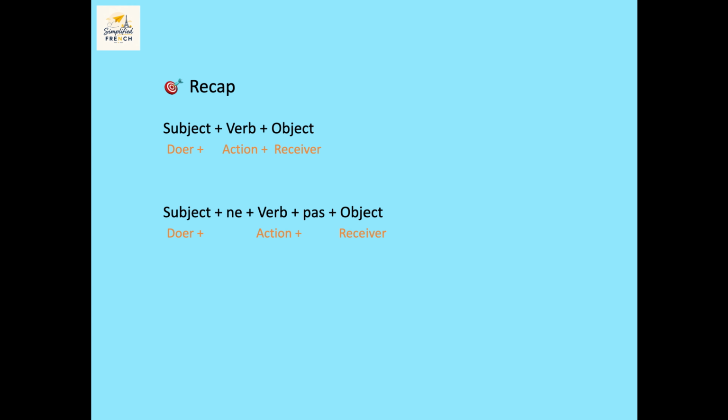So here's a quick recap. You would always have the subject, verb, and the object in sequence like this. A positive or a negative sentence, it's still the same.